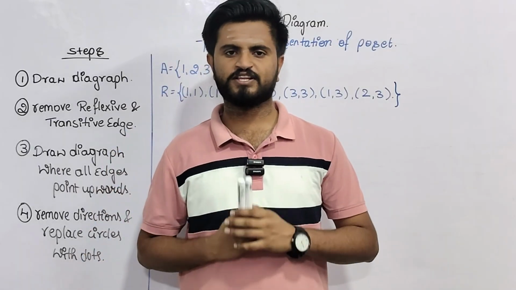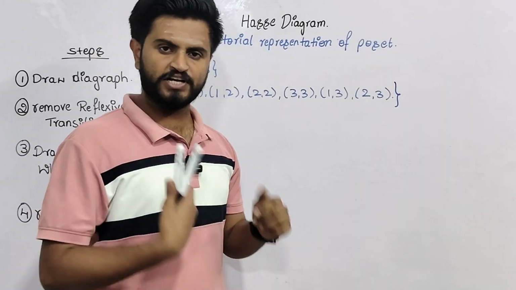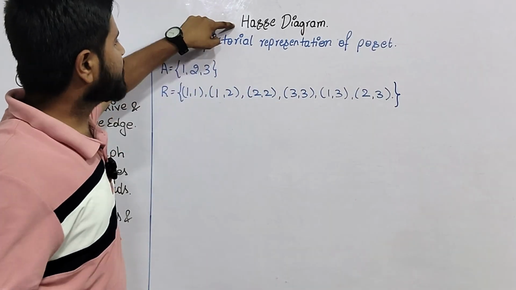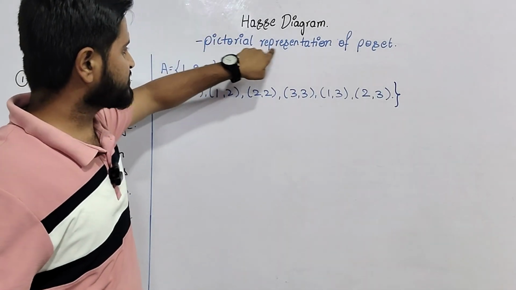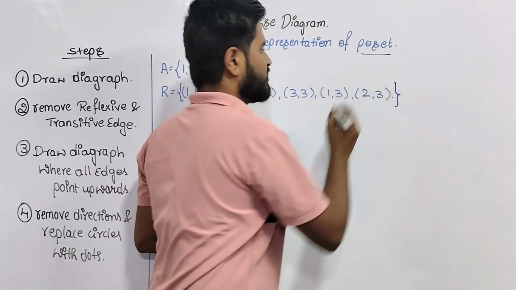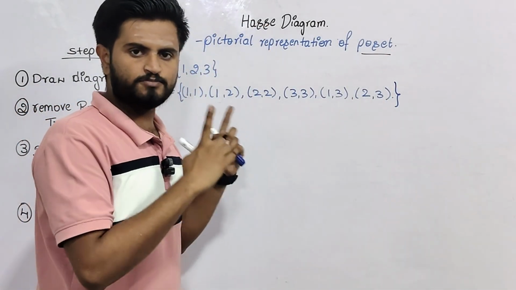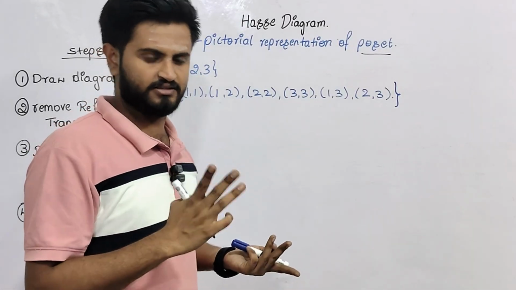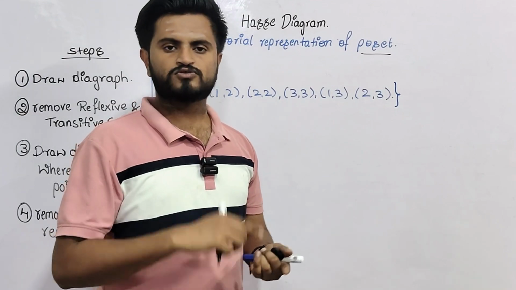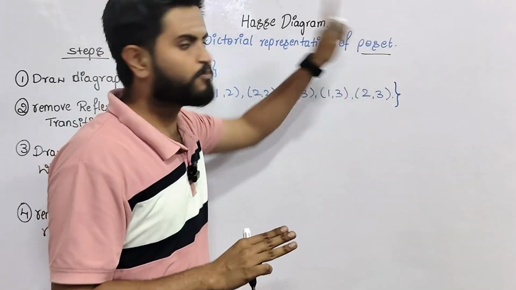So in this video, let's discuss how to solve the Hasse diagram problem. First, let's discuss what is a Hasse diagram. A Hasse diagram is the pictorial representation of a poset. So what is this poset? If this is the relation set which has been given, this must satisfy the three conditions, that is reflexive, symmetric and transitive. If it satisfies all the three conditions, then it will be called a poset.